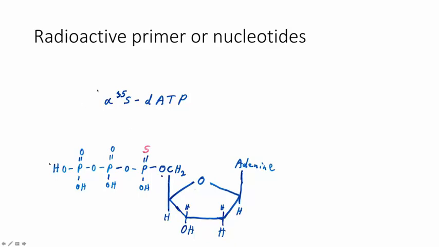Another way of doing it is to incorporate an S35 labeled nucleotide, in this case S35 dATP, and that gets incorporated into a growing chain of DNA. In any event, in the original Sanger dideoxy sequencing, you need to radioactively mark your DNA somehow so that when you put an X-ray film against the gel, you're able to see the different patterns of your DNA.